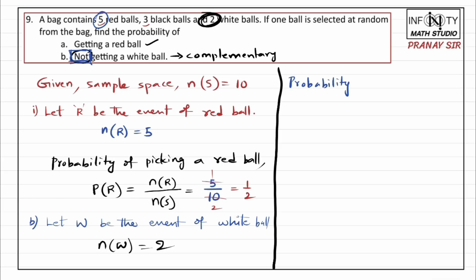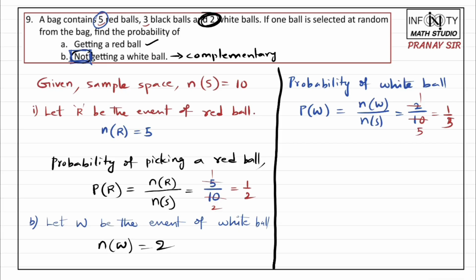Probability of picking a white ball, that is denoted as P of W, that is N of W by N of S again. N of W is 2, N of S is 10. Now again small cancellation, that is 1 by 5. So 1 by 5 is the answer.